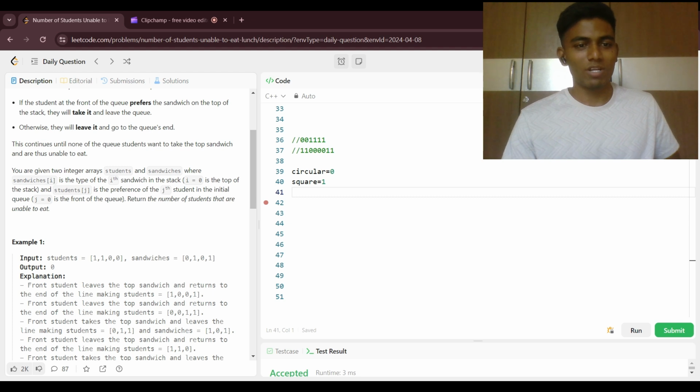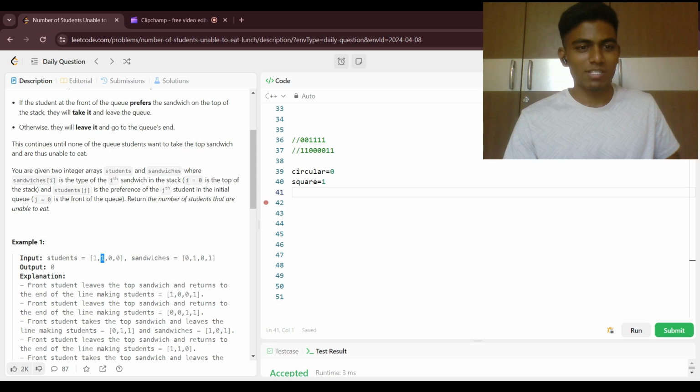Now whenever the student visits this particular stack, he will pick only the top. Suppose let's say this student visits here. This student will not be able to pick this one. Why? Because this is a circular sandwich, whereas the student needs the square sandwich. That's why he is not going to pick. And then we move to the next student, and this student will go to the back of the line, and he will again stand to get his square sandwich.